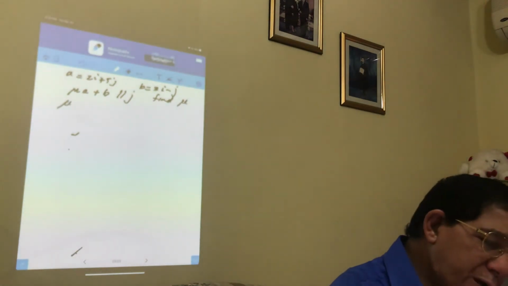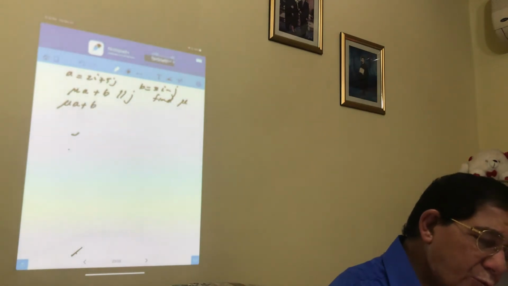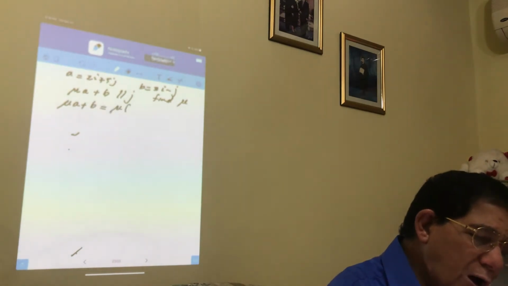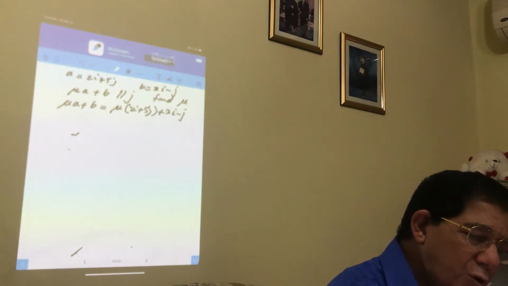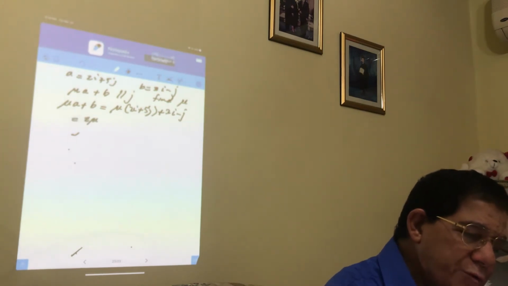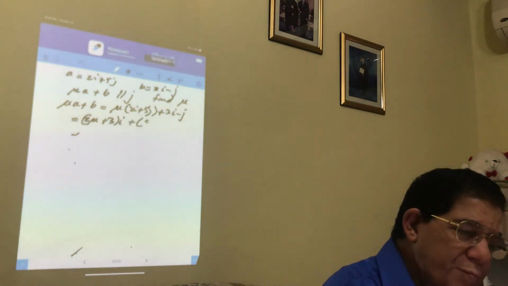Mu A plus B would be mu times 2i plus 5j plus 3i minus j. We collect the i's together: 2 mu plus 3 i, plus 5 mu minus 1 j.